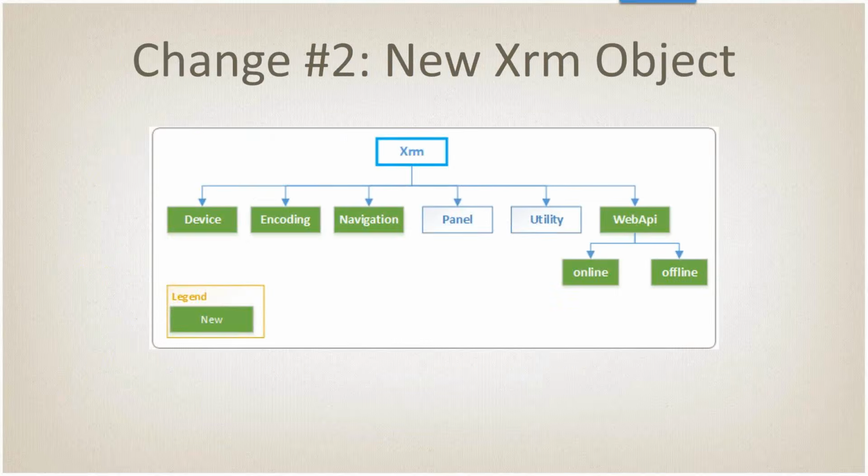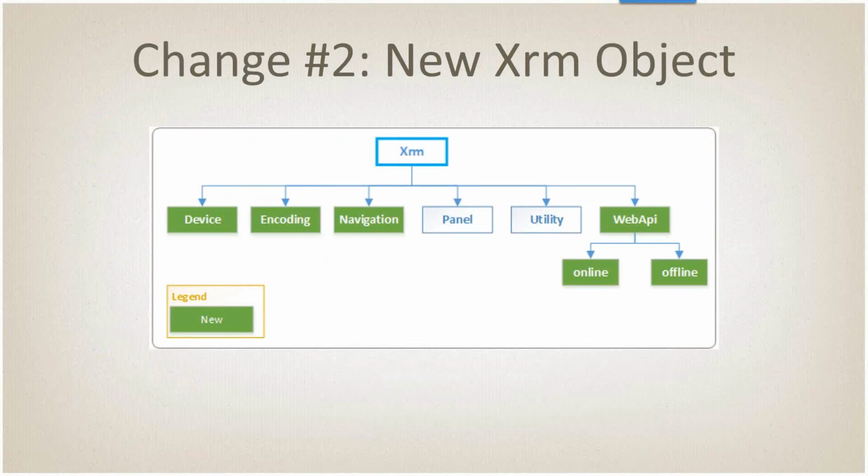Yeah, it's a bit of work. So here is the new XRM object. So we have device, encoding, navigation, panel, utility, and web API. Those are the top levels. Okay, as you can see by the legend, anything in green is new.